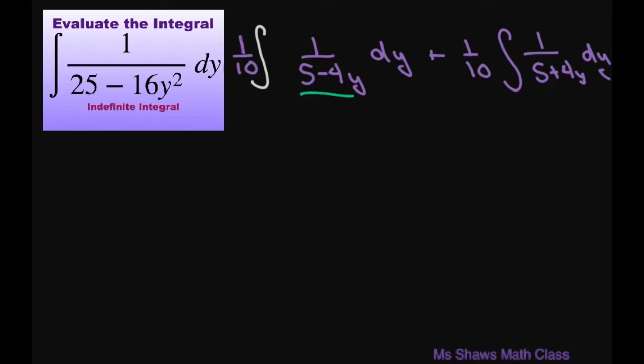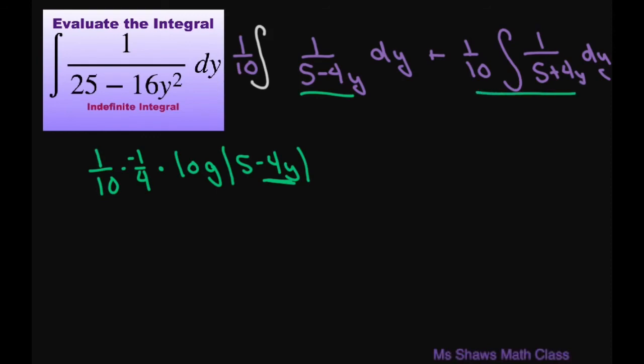So we're going to use logs for this, or you can use natural logs. So let's integrate this. You get 1/10 times the log of absolute value of 5 minus 4y. And then you take this right here and multiply it by negative 1/4, because you have to do the inner function as well. And then for this piece, this is going to be the same thing, plus 1/10 times 1/4, and then we have log of absolute value of 5 plus 4y plus C.